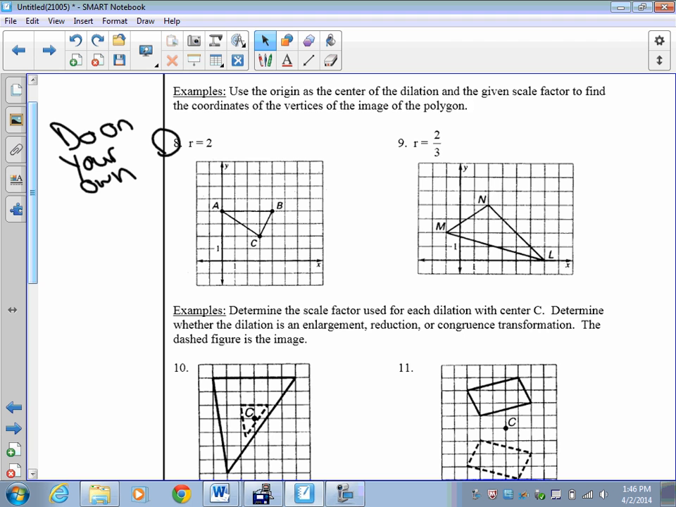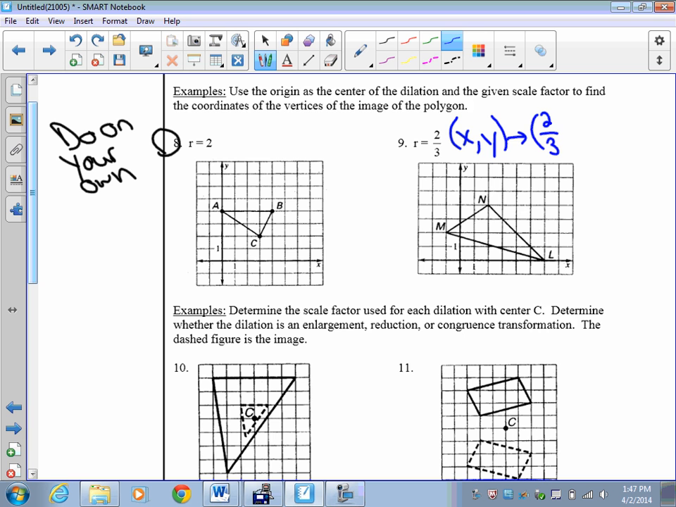So for number 9, we're told that the scale factor is 2/3. So that means this is what my translation rule is going to be. It's going to be xy, and it's going to get transferred into 2/3 x, 2/3 y.